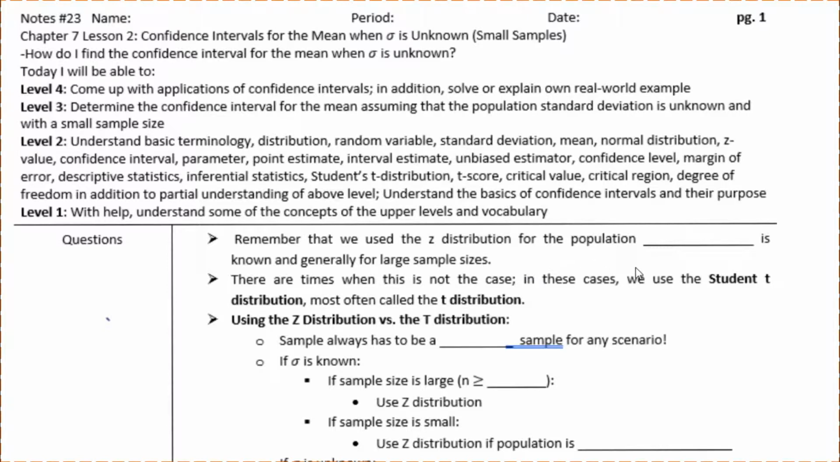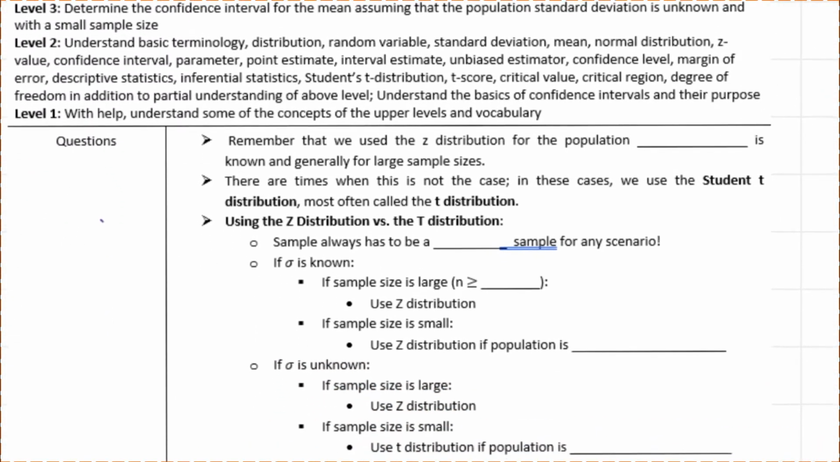So first thing we want to do is be able to determine the confidence interval for the mean, assuming these conditions with small sample size and so on. So we're going to get started. Again, we're going to recap.